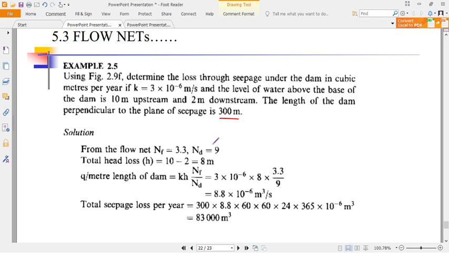Then to get the total seepage under the whole dam, we multiply by 300, because I said the total length of the dam is 300 and the flow was per meter. Remember it's per second. Now for you to convert this per second, you have to multiply by time. Remember it's cubic meters. Now our time is what? So you need to convert a year into seconds. A year is 365 days. Each day has 24 hours, each hour has 60 minutes, and each minute has 60 seconds. Is that okay?